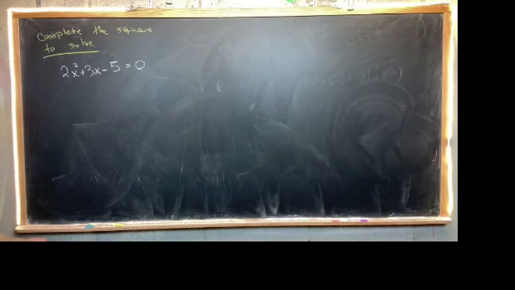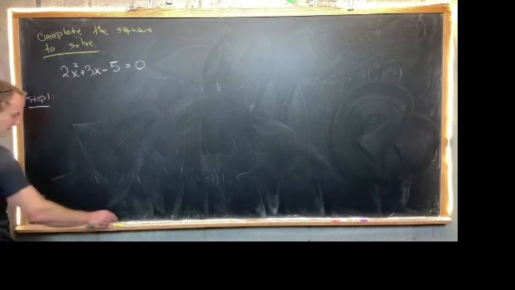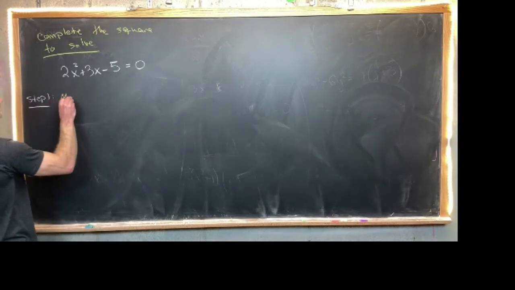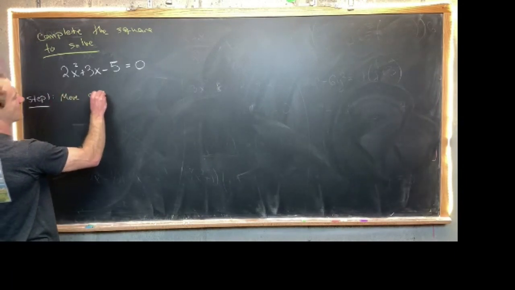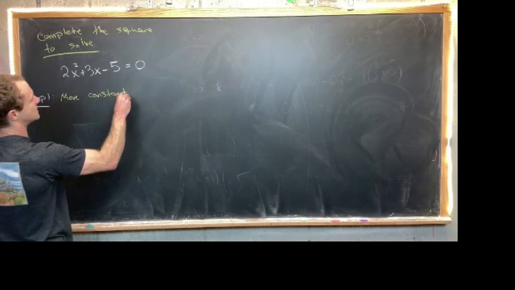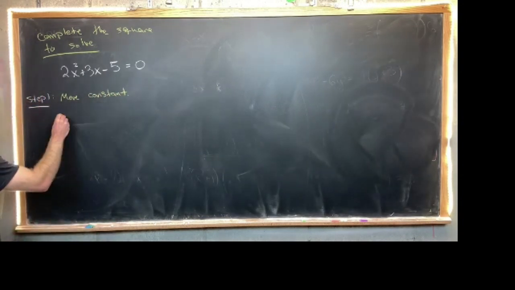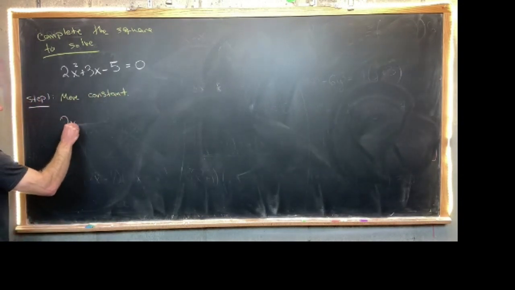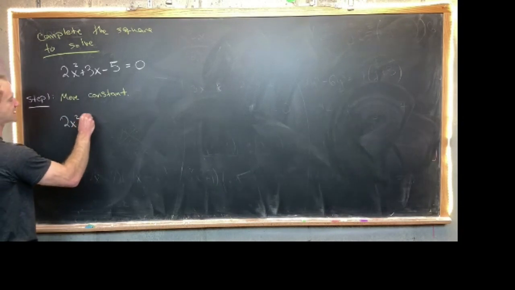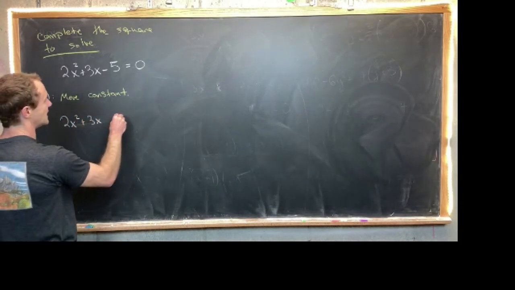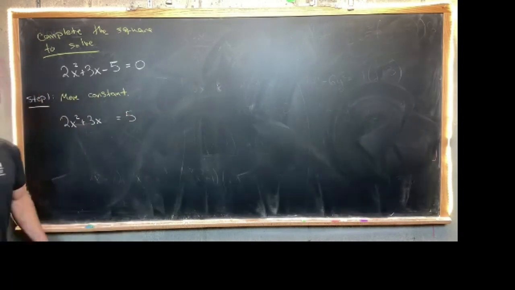So let's maybe lay this out in steps. So step 1, let's say maybe that is move the constant to one side of the equation. So that's going to give us something like 2x squared plus 3x equals positive 5.